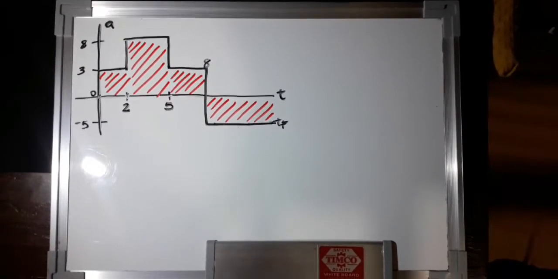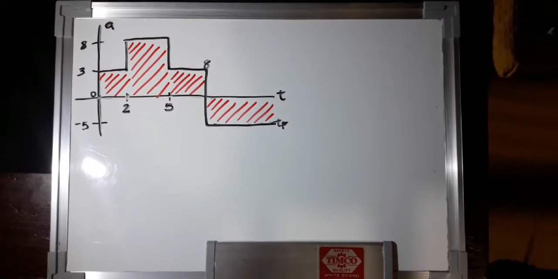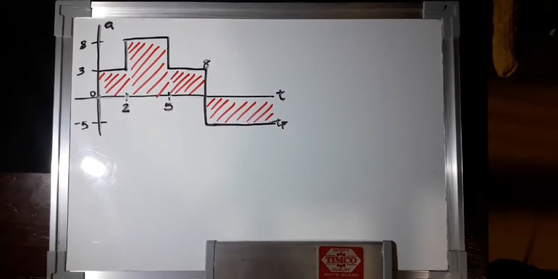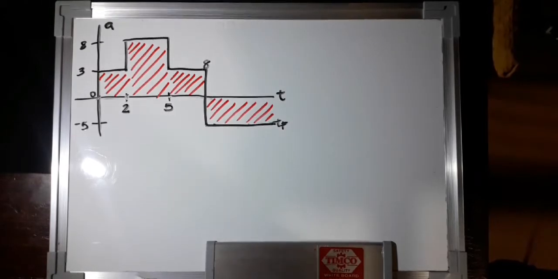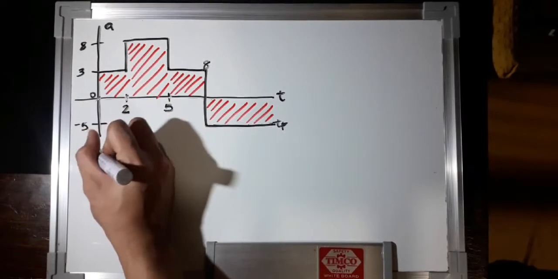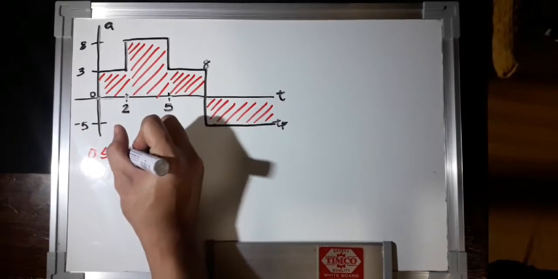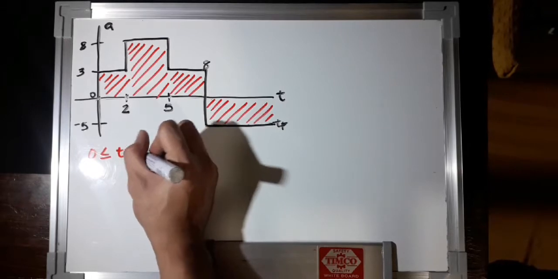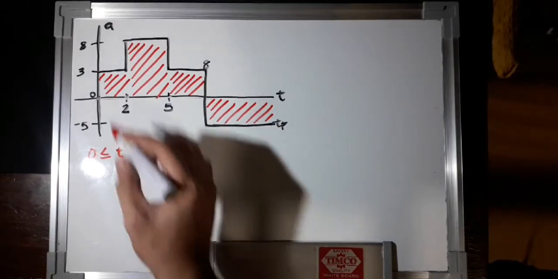So this is how our graph looks like for problem number 1. The first thing that we are going to do is analyze and list all the time frames or time intervals that this graph has. So we have 0 less than or equal to time less than or equal to 2 seconds. This part.